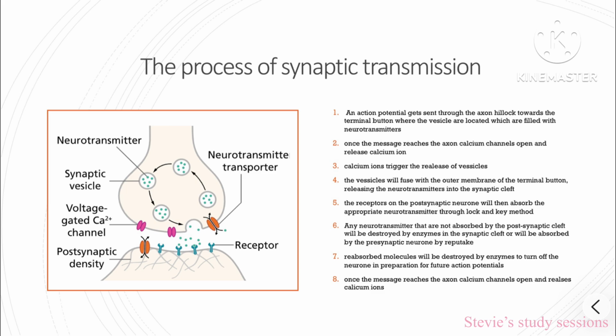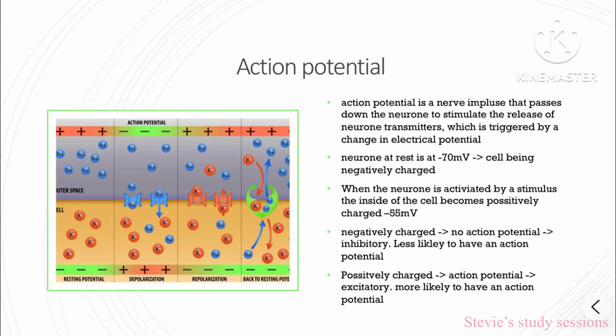However, please do shorten this down, as this is a very in-depth explanation of the process of synaptic transmission, and you already have a lot to remember. Action potential is a nerve impulse that passes down the neuron to stimulate the release of neurotransmitters, which is triggered by a change in electrical potential.